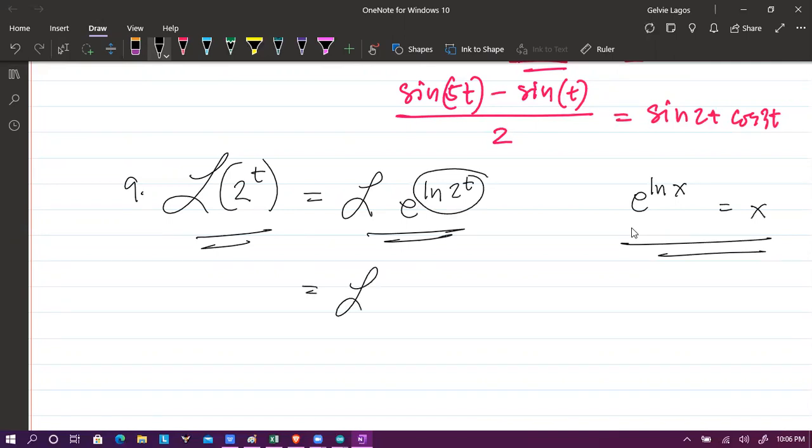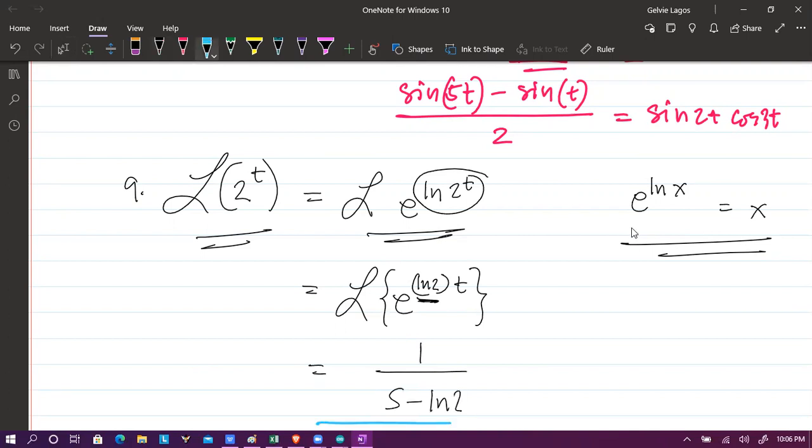Now, if we manipulate this to make it e raised to ln of 2 multiplied by t, ln of 2 here becomes your a, right? So that will be your a, and the Laplace transform for this will become 1 all over s minus a, since a is ln of 2. So this becomes 1 over s minus ln of 2. This will be your answer.